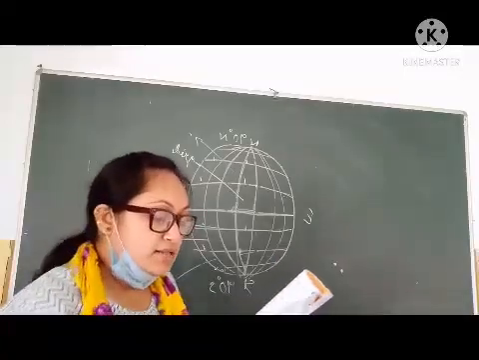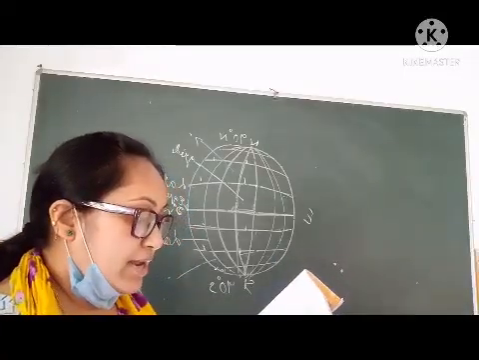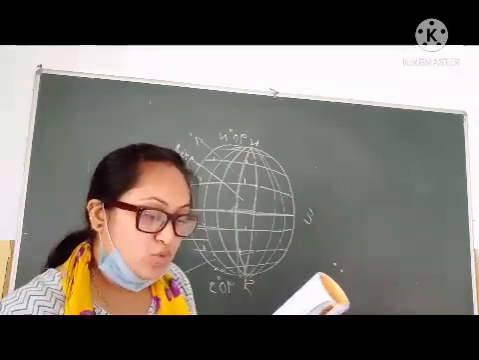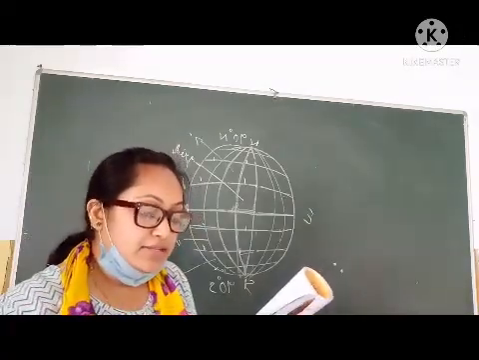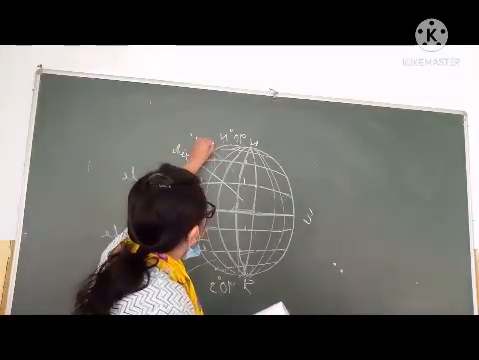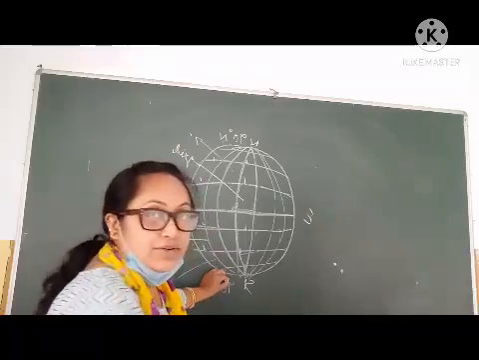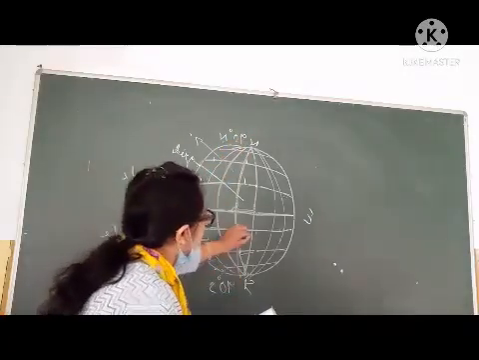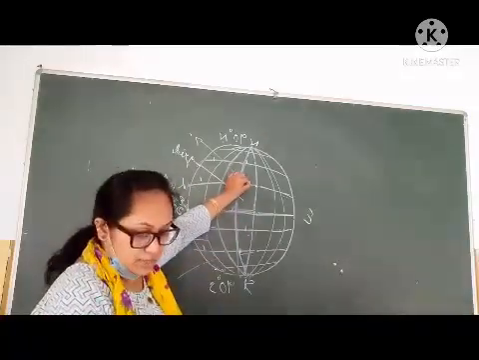Number 4. The parallels to the north of the equator are indicated by degree N and the parallels to the south of the equator are indicated by degree S. So from here they are called degree north and downwards it's called degree south, because it is the north pole and it is the south pole. This is the southern hemisphere, it is the northern hemisphere.